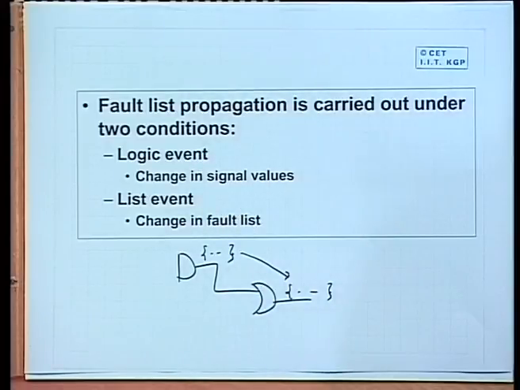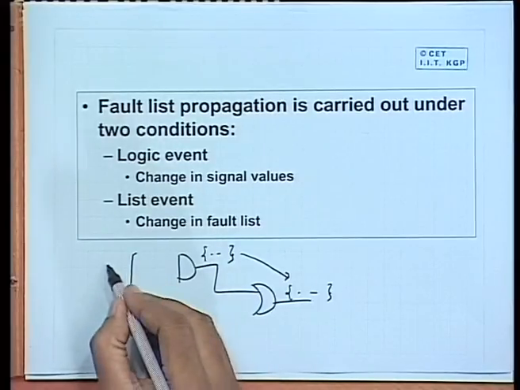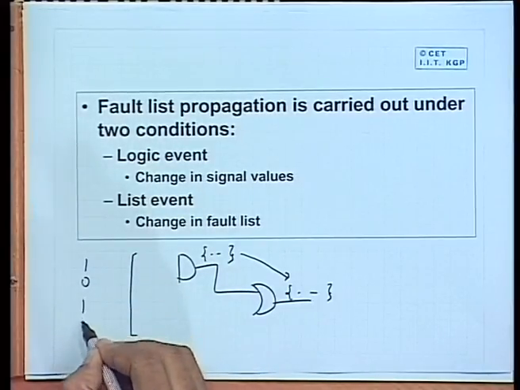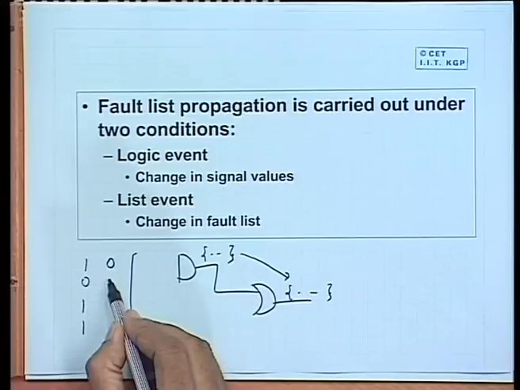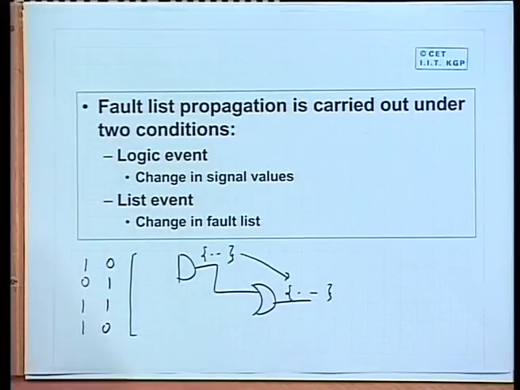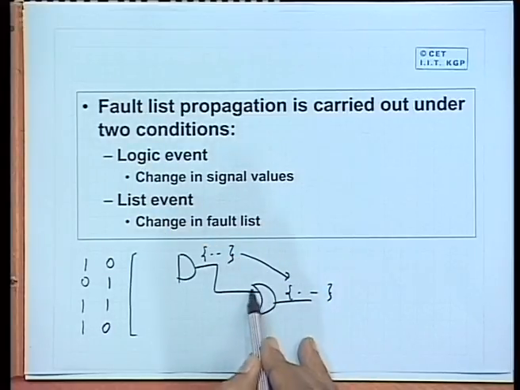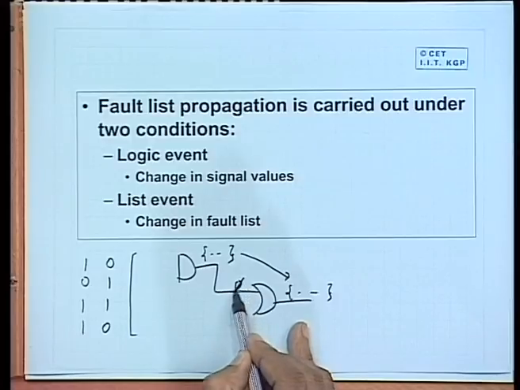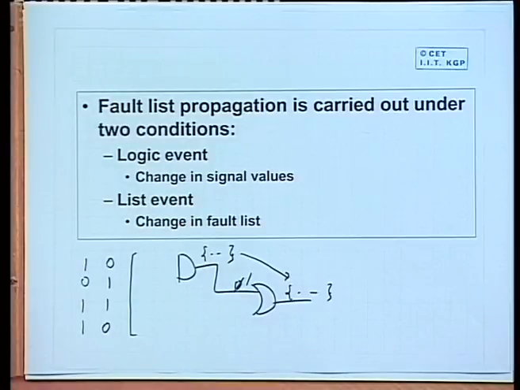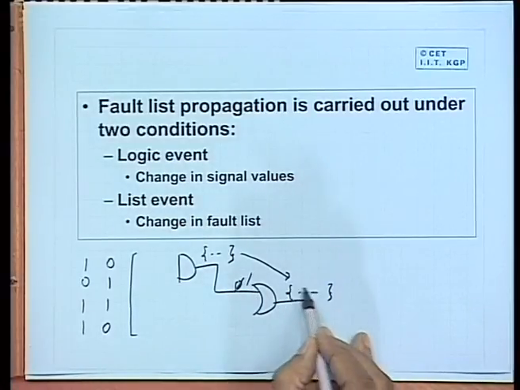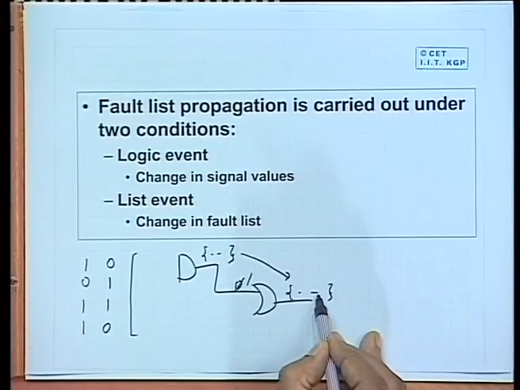First is a logic event. Logic event means, suppose you had applied, say, one test vector 1 0 1 1, for that you are doing this. Now, after you have done this, you have applied another input vector. In response to this input vector, some of the signal values of this gate are changed. For example, this was 0, now this has become 1. So, if there is a change in signal value, we call it a logic event. Then you need to have a relook at this set, because some of the entries in this set may have to be changed.